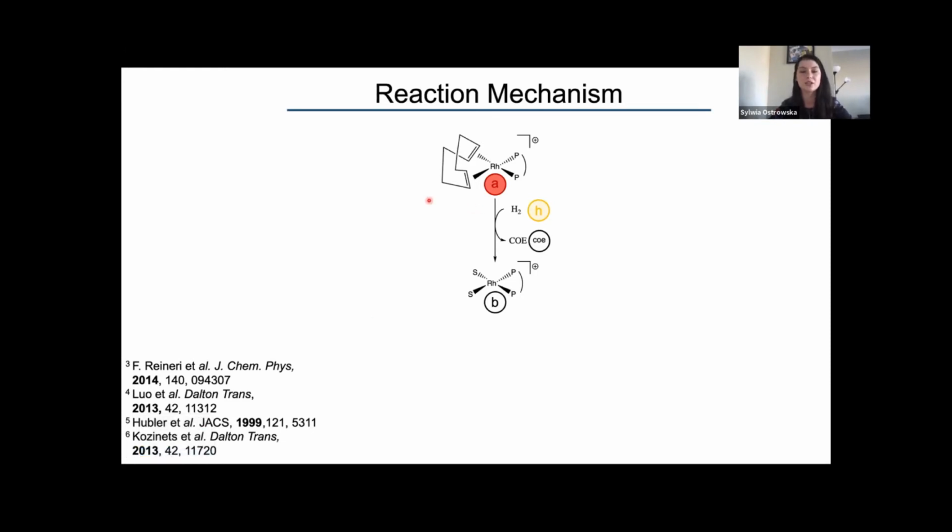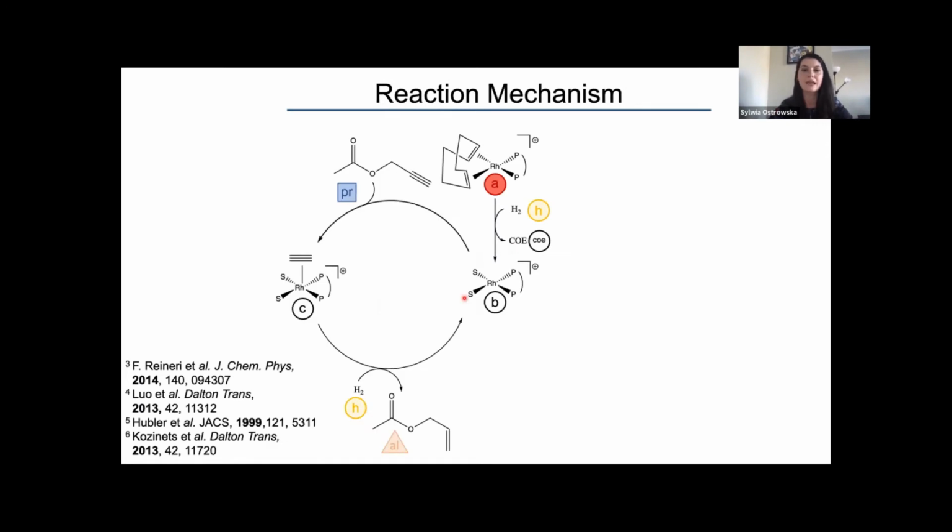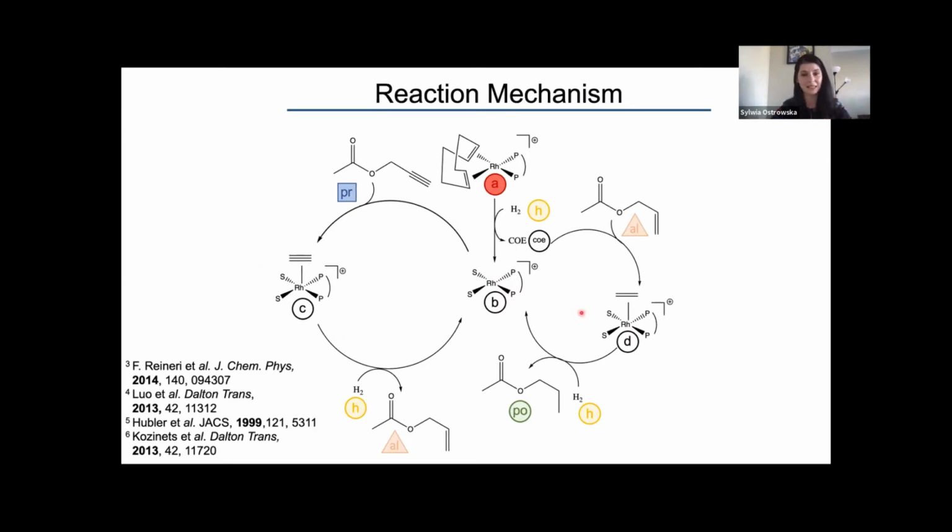So the first step of the reaction is the catalyst activation, where the inactive catalyst A reacts with hydrogen to form the active catalyst species B. So what happens in this reaction is the cyclooctadiene gets hydrogenated to form a cyclooctene. Now, once we have the active catalyst, propargyl acetate can enter the catalytic cycle to form the complex C. And upon further addition of hydrogen, propargyl gets hydrogenated to form allyl acetate. However, since this catalyst is not selective, allyl acetate can re-enter the catalytic cycle, and in the same manner it gets hydrogenated to propyl acetate.